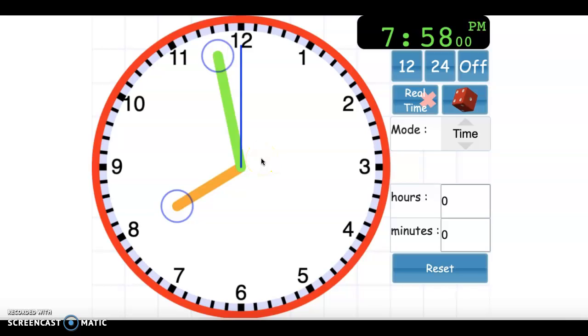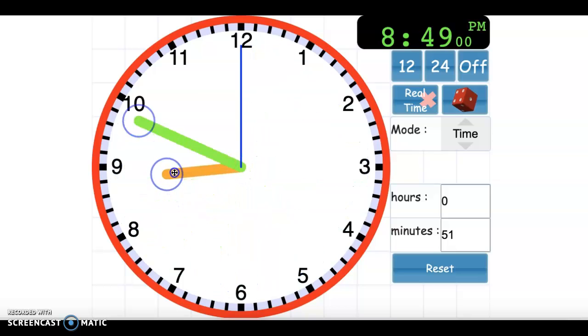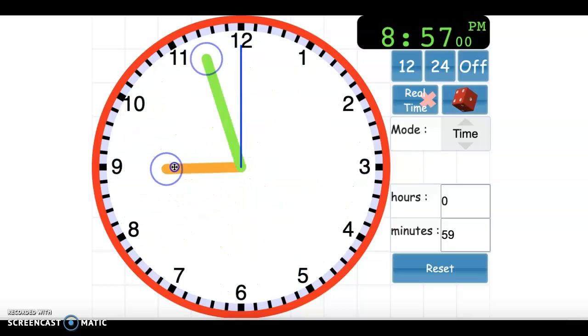When using the virtual clock, something that I noticed is a common misconception is that the hour hand stays pointed at one number until you get all the way to the next hour. If you were to use this clock, we obviously see that it's constantly moving. So when it points to 9 o'clock, it is pointed right at the 9.